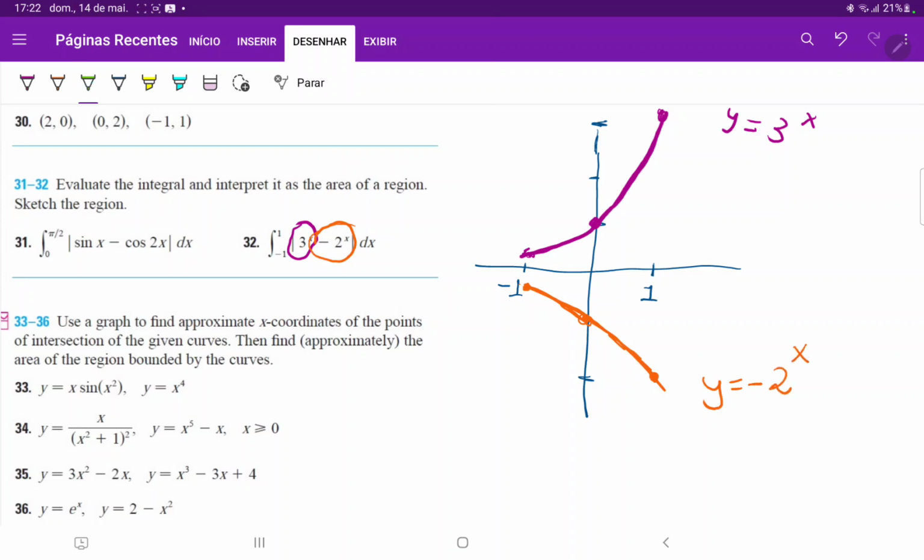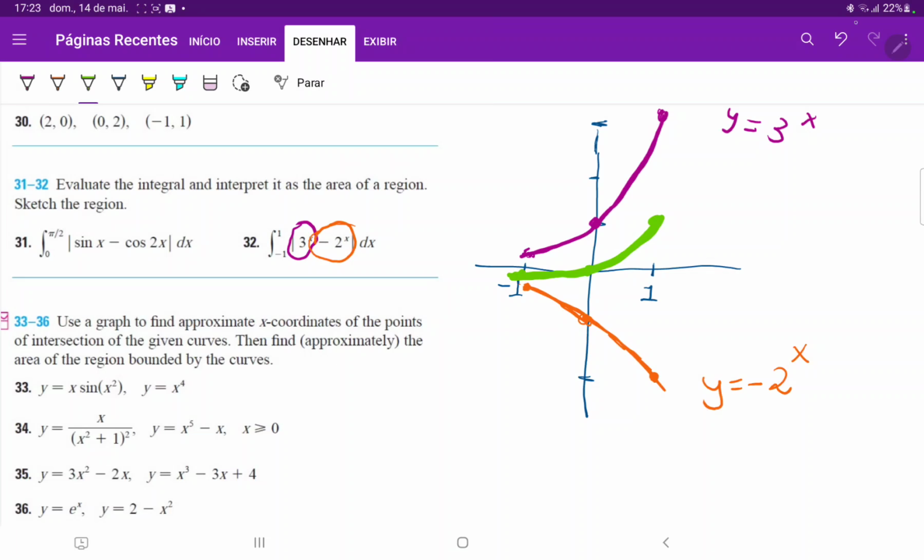So let's add these up. At -1, we have -1/2 plus 1/3. So we're going to have -1/6 about here. At 0, we have +1 and -1. So when we add them, we get 0. And at 1, we have 3 and -2. So when we add them, we have 1. So it's a curve that goes something like this in our domain.